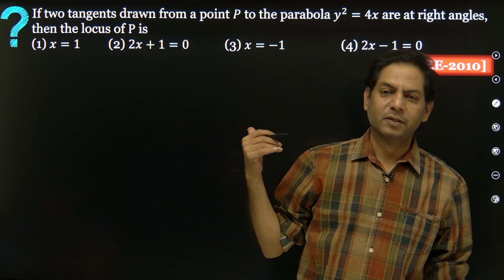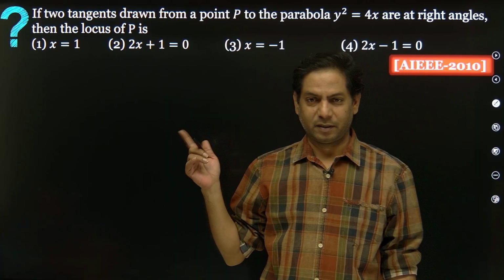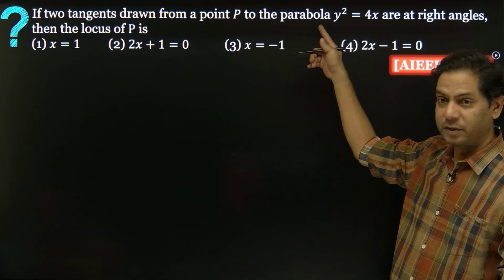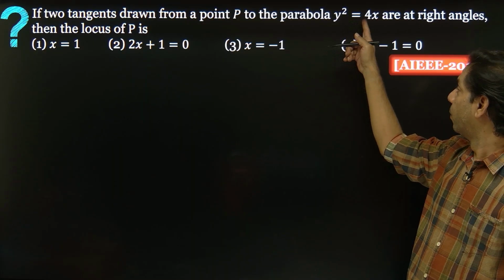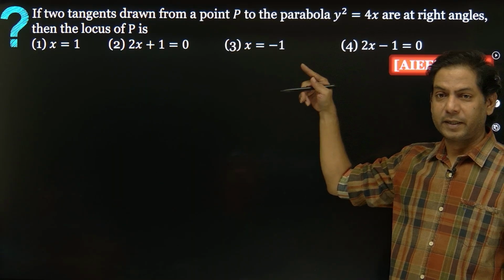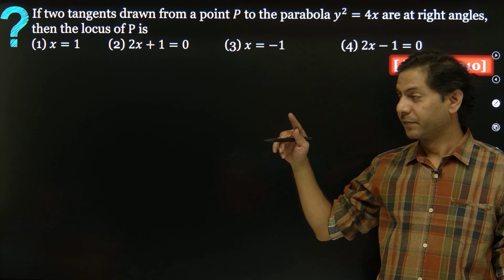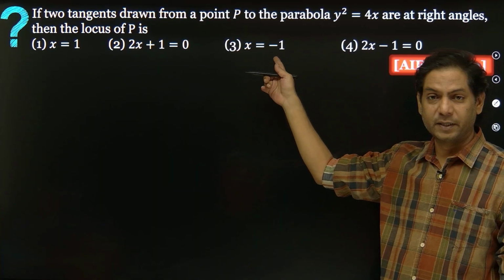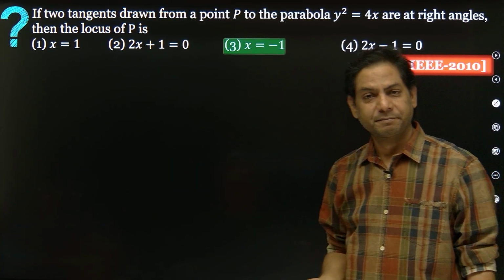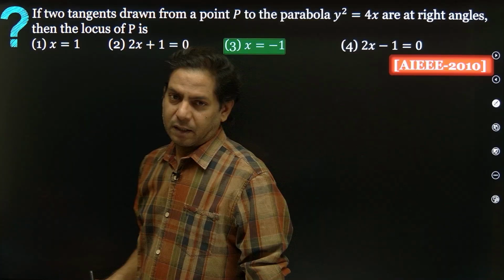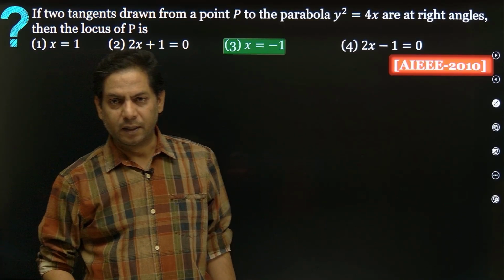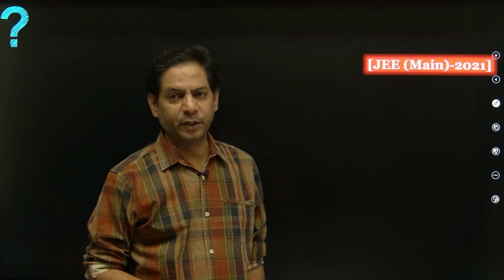So here the answer is obviously the equation of the directrix. Comparing with y square is equal to 4a x, a is equal to 1 here. So directrix is x is equal to minus a. That means x is equal to minus 1. That should be the answer, and that is correct. Now let's move a little ahead, and that is JEE Main 2021.